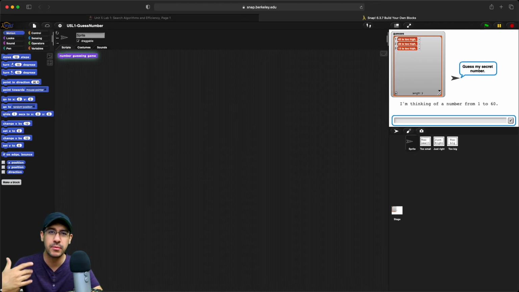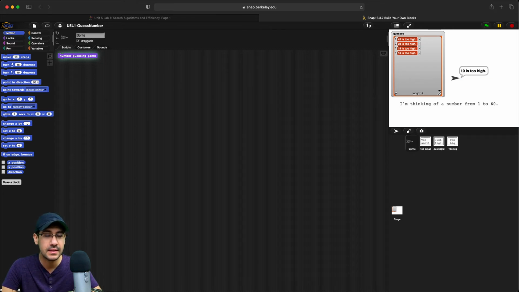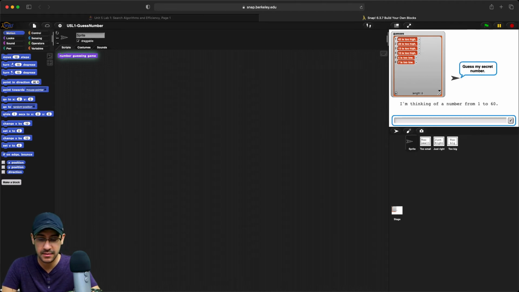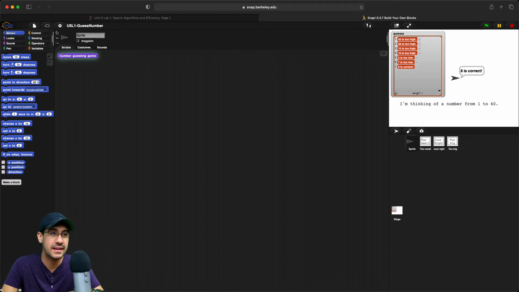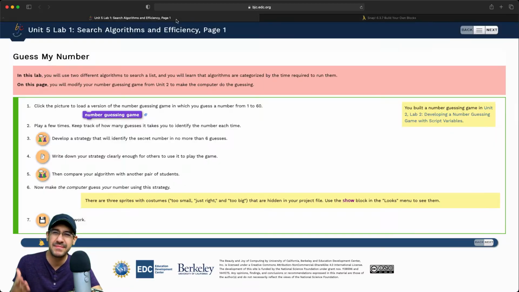I think most people would start this off by guessing, basically, let's go down to 10. 10 is too high. Wow, let's go down to 5. 5 is too low, so it's either between 6 and 9, inclusive of both. Let's try 7. 7 is too low, so maybe it's 8 or 9. 8 is correct. So 8 is the correct number, and it took us 1, 2, 3, 4, 5, 6, 7 guesses to guess kind of randomly.